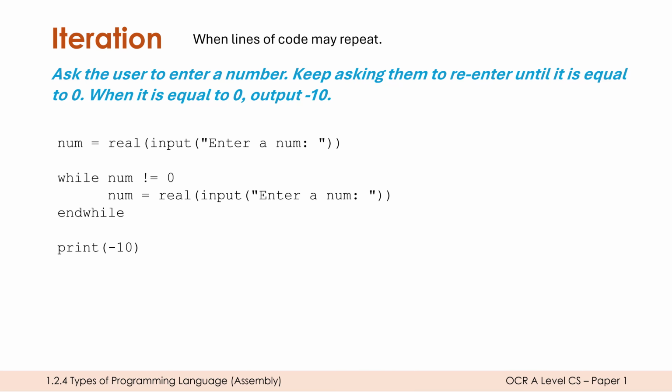We're going to ask the user to enter a number. We're going to keep asking them to re-enter until it is equal to 0. When it is equal to 0, output -10. And here's the equivalent code in OCR pseudocode. How are we going to put this into assembly code?